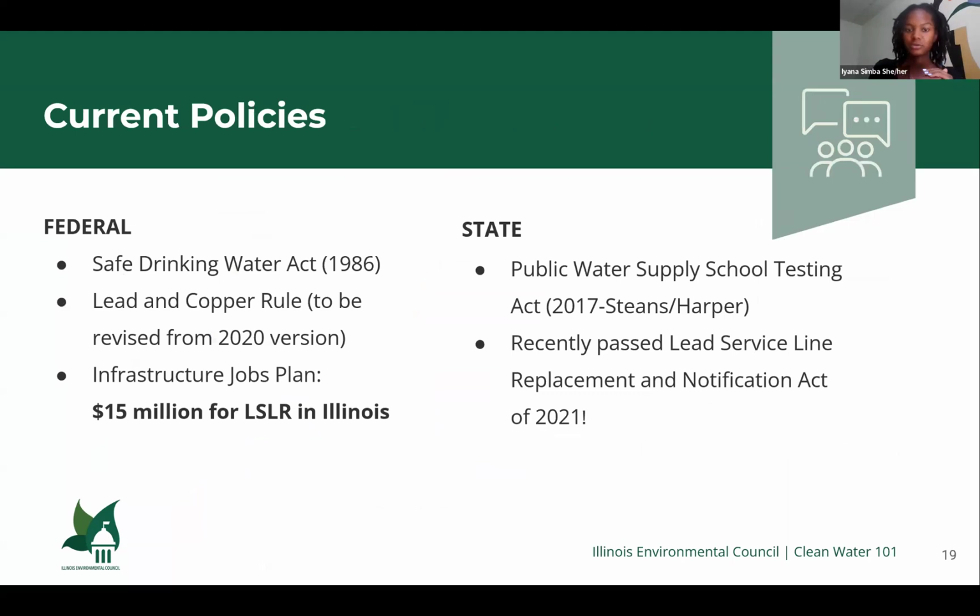Policy wise, there's a few different ones. There's legacy ones like the Safe Drinking Water Act. The Lead and Copper Rule is currently being updated from the 2020 version and expected to be released sometime this fall. And then we also have 15 million for lead pipe replacement in Illinois. And then we passed the Lead Service Line Replacement and Notification Act in 2021. It was a huge victory. It basically requires all water suppliers to come up with a plan to track or to identify and replace lead pipes.